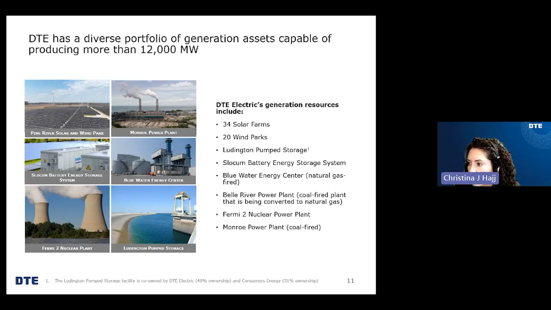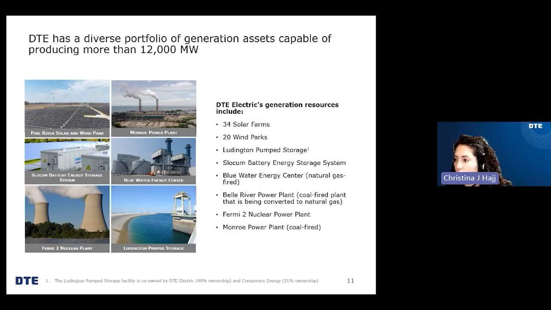In addition to our natural gas plants, the Fermi 2 nuclear plant provides 24/7 energy. And once the Belle River Power Plant is converted to natural gas, Monroe Power Plant will be the last coal plant in our fleet. It is currently on track to retire in 2032. If you're a DTE Electric customer, the energy you are using right now is being generated through a mix of these resources. It's important to have a balanced and diverse energy supply. It allows us to economically optimize our energy fleet and support customer reliability.